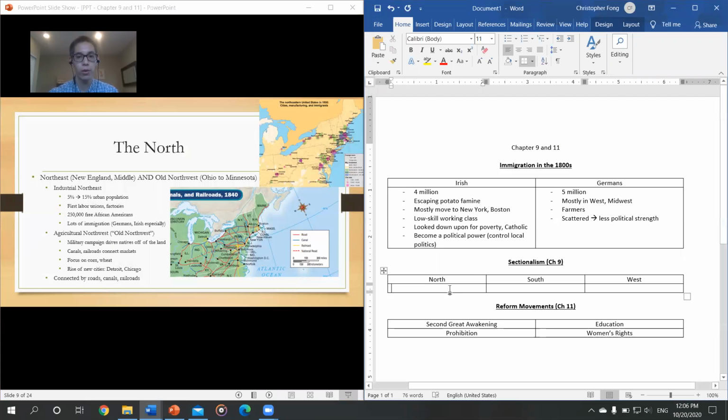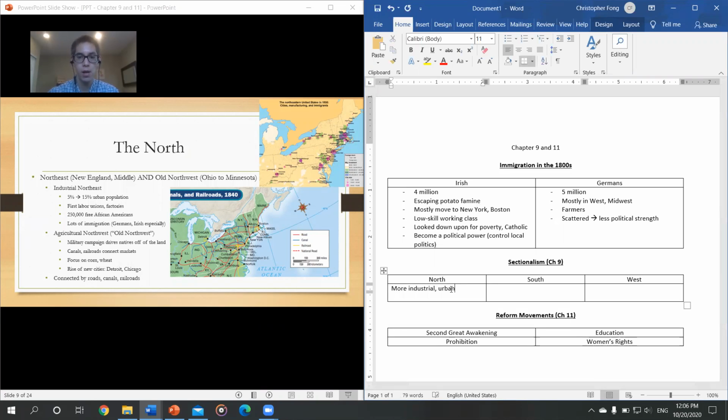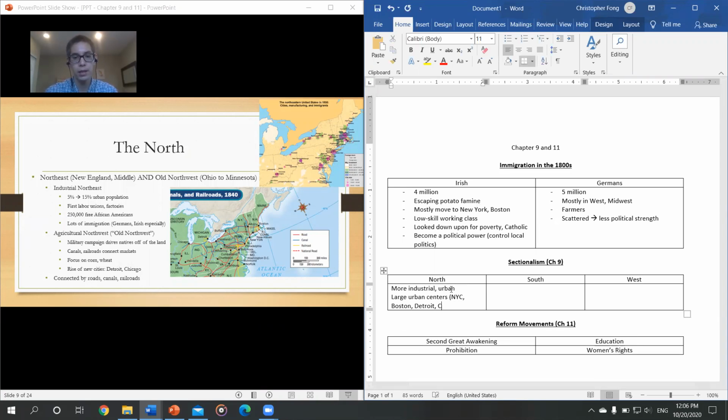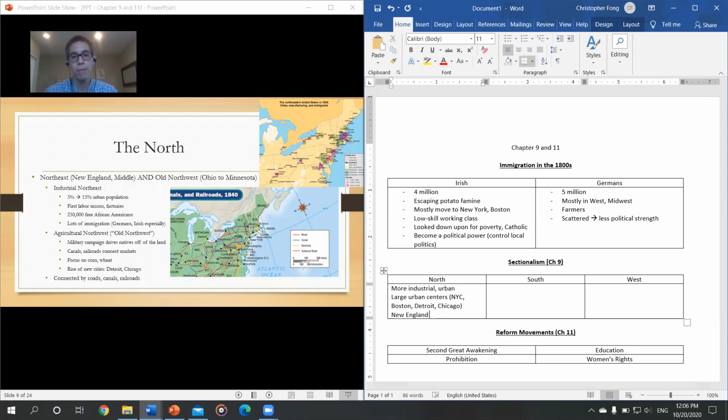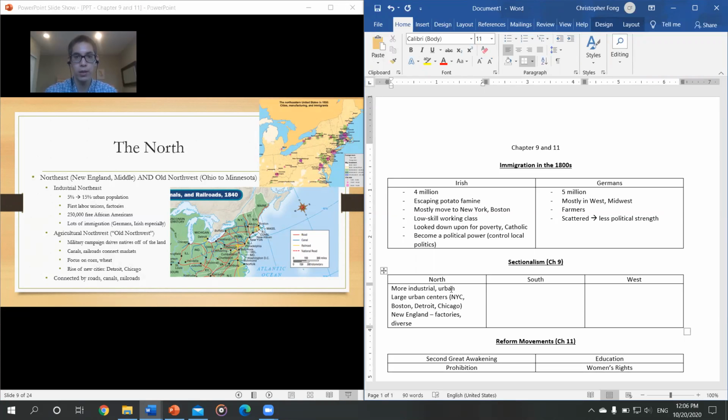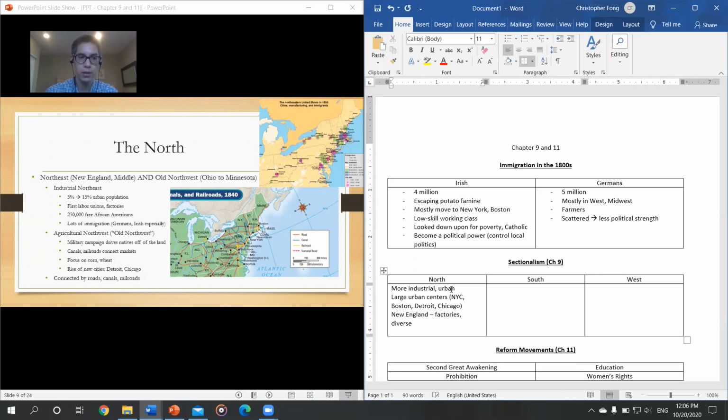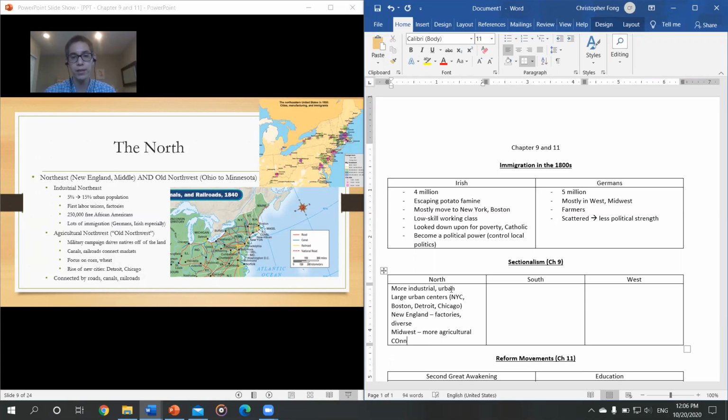So when we talk about the North, it is more industrial and more urban. We see lots of large urban centers. New York City, obviously, Boston, but also some of the new ones, Detroit and Chicago. New England is mostly factories. Lots of diversity with immigrants and those free African Americans. And then the Midwest, it's called here the agricultural Northwest, is more agricultural. But all of this is connected by roads, railroads, canals.